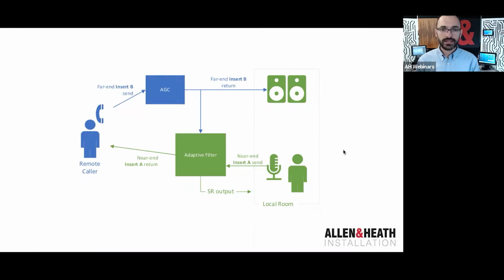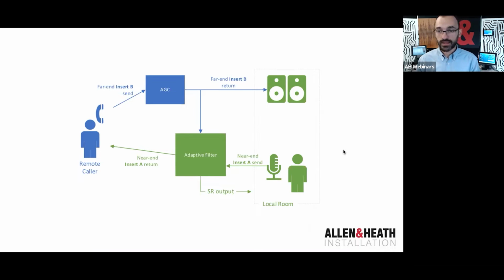As we will see later, the near end input channel is not the same channel you would normally use to amplify your own microphone into the local room for voice reinforcement applications, should you need to do so. But I'll touch more on these in a second. So the far end insert is limited to the insert B position, which is the post-processing insert point.